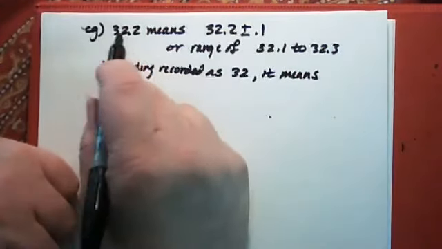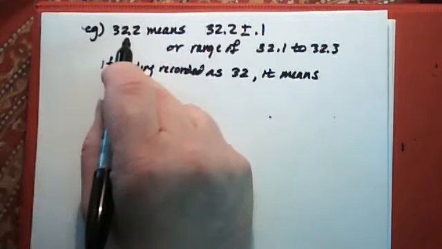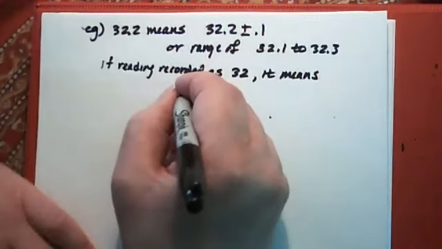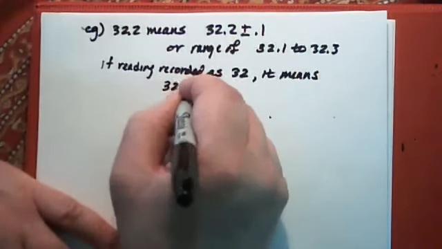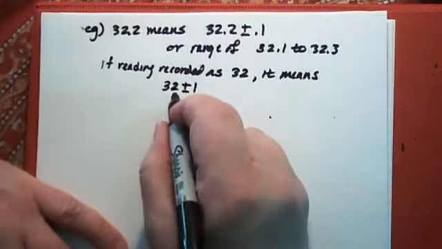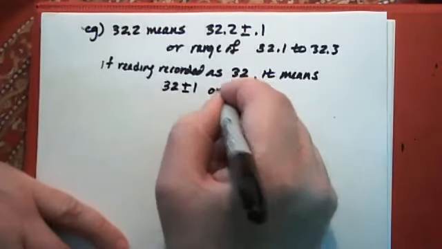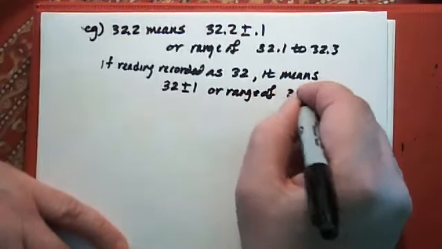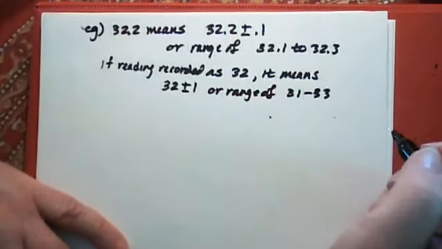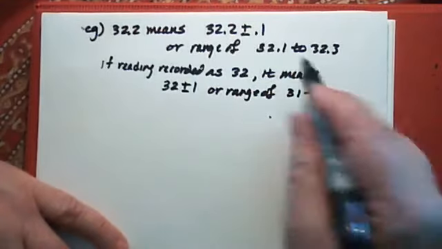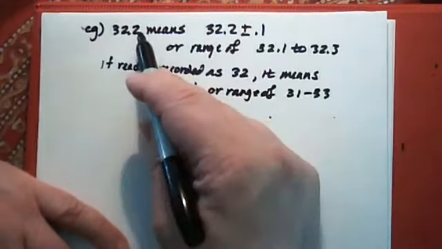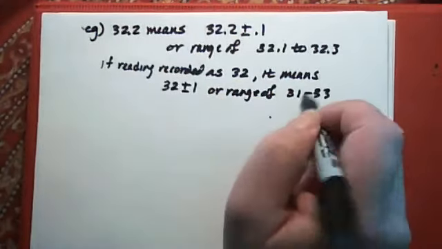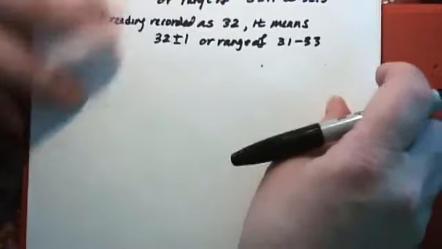And if you had just recorded that reading as 32 and not tried to estimate the tenth place, what 32 actually means is 32 plus or minus 1. We assume that that last digit is uncertain by plus or minus 1. That would be a range of anywhere from 31 to 33, which is a much broader range than what we have up here. So by estimating that last place to the tenth place, we've actually made the reading quite a bit more accurate than it would have been otherwise.